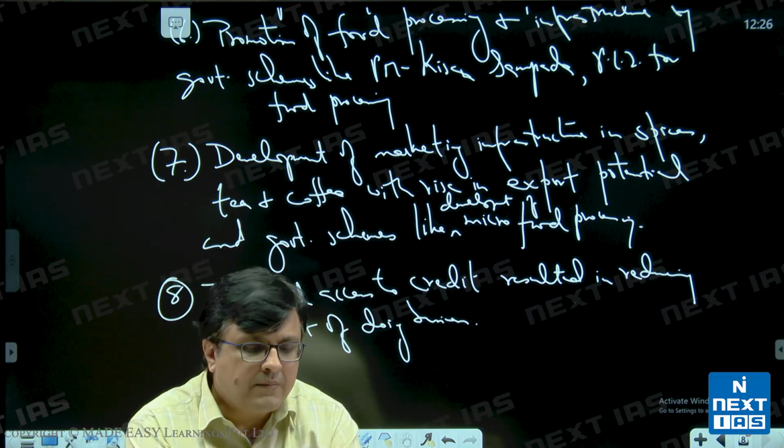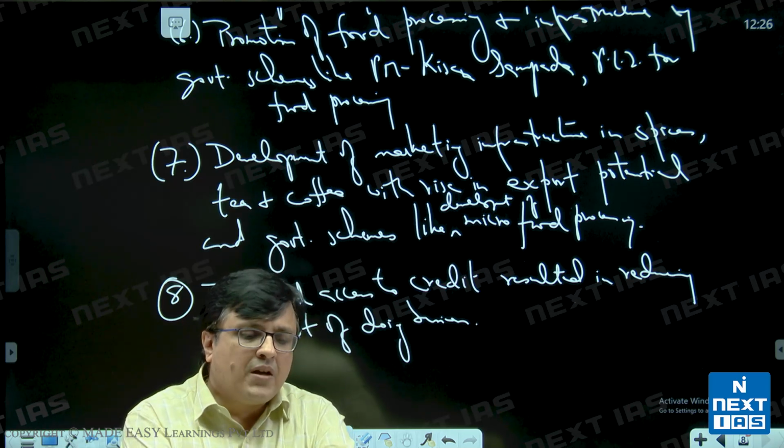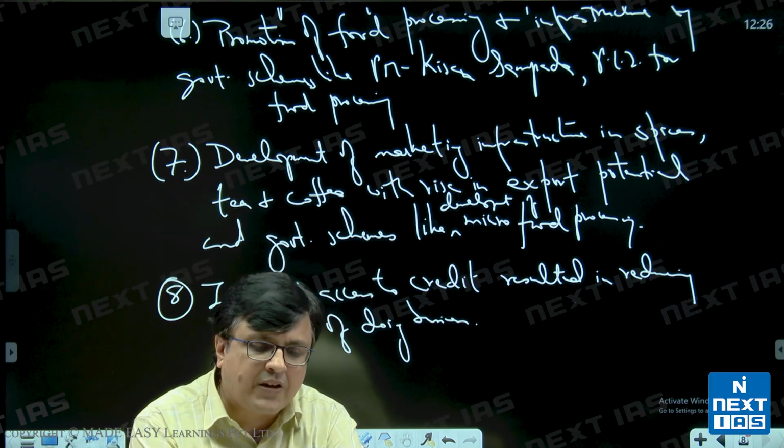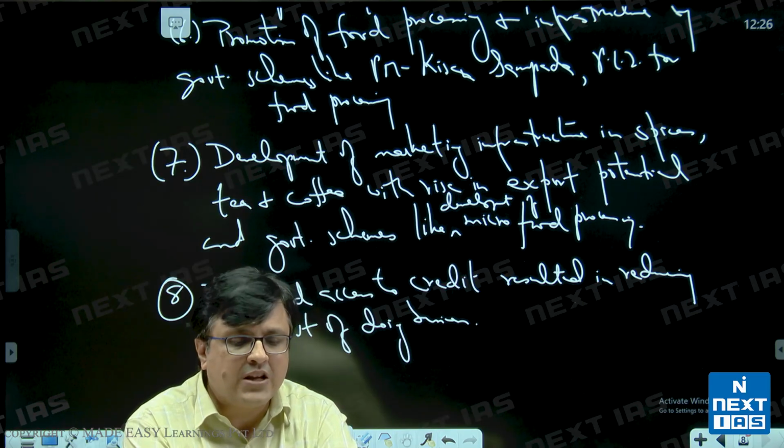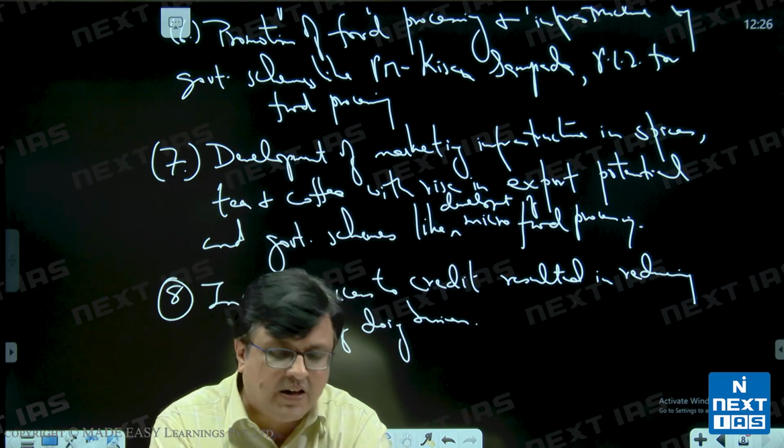Then the next question was, elaborate the scope and significance of supply chain management of agricultural commodities in India.